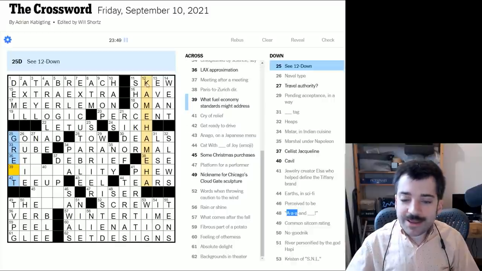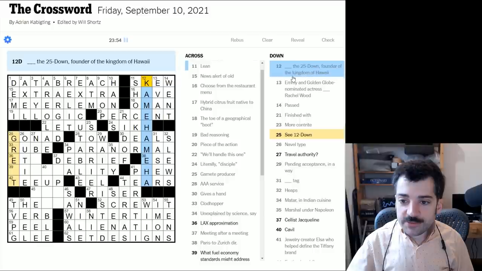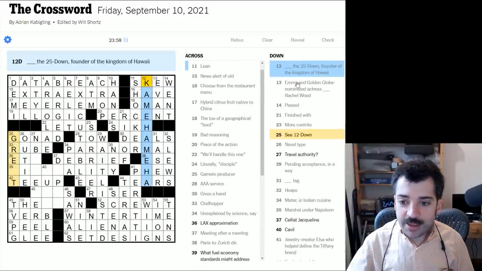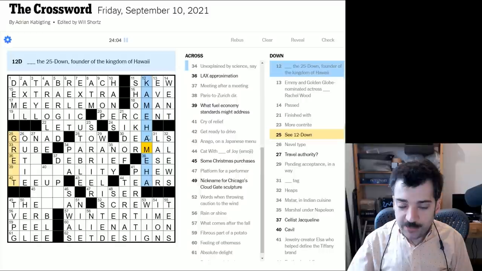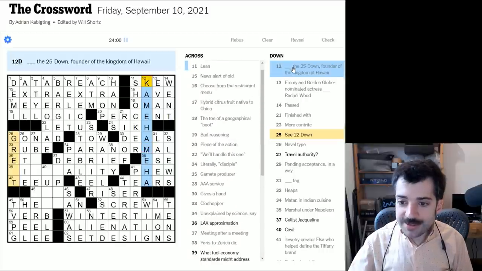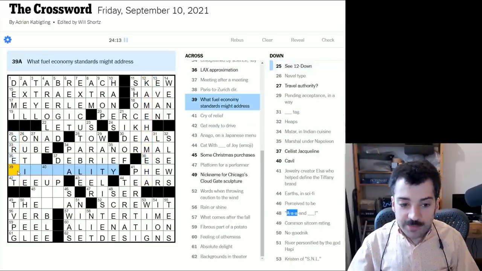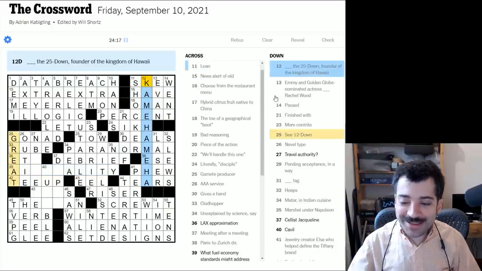Oh, sorry. I'm a fool. This is not Kamehameha's given name. I started ignoring the clue once I remembered the name itself. It says blank the 25 down. Kamehameha the Great. Probably could have gotten that much earlier if I didn't completely ignore the formatting of the clue. I'm very sorry about that.